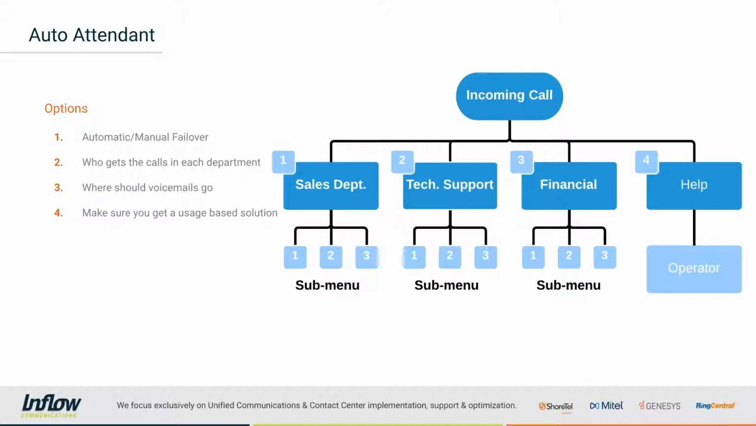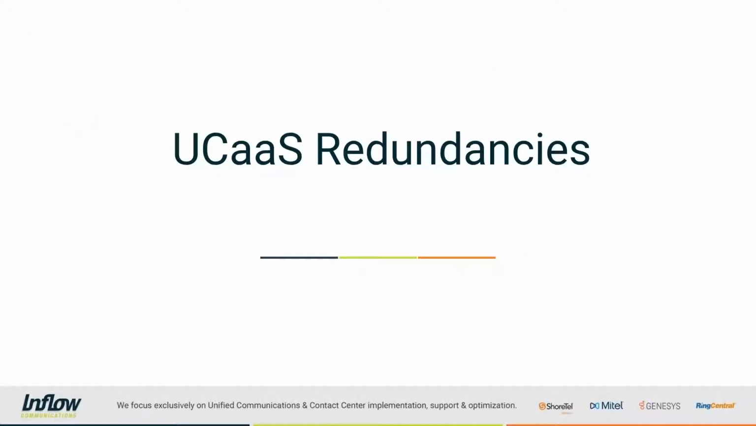Those are the three things I want to talk about today when it comes to using the cloud for DR to your on-prem system. I'm going to pivot now to talking about if you already have a UCaaS solution, or if you're looking to go to a cloud-based phone system. What are some of the redundancies you should be looking at in your cloud providers?